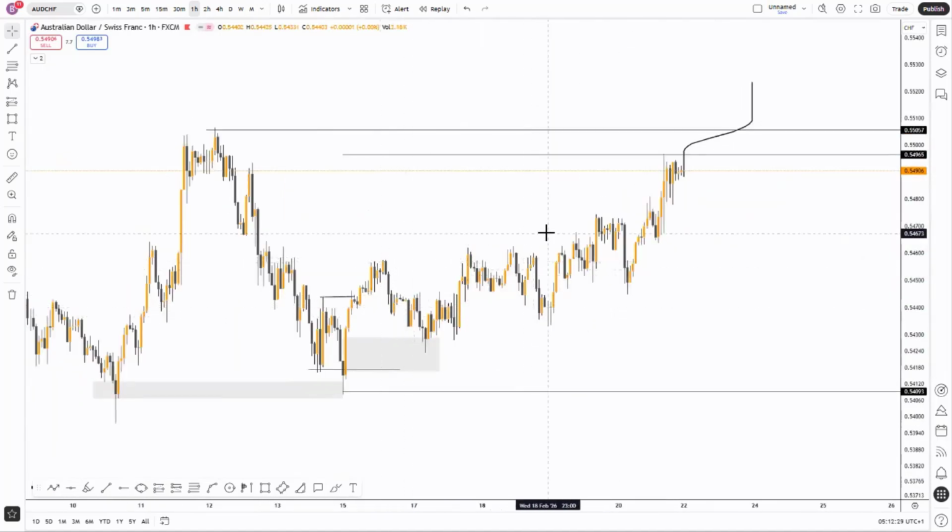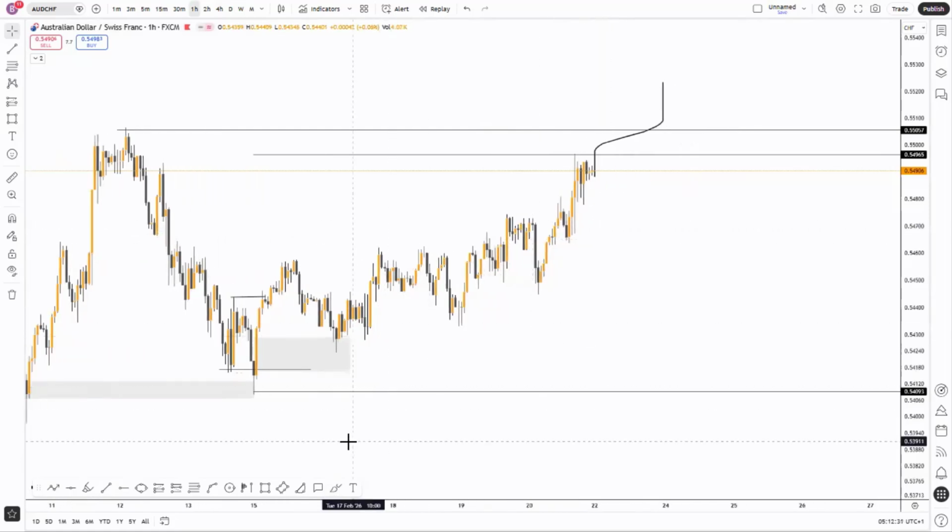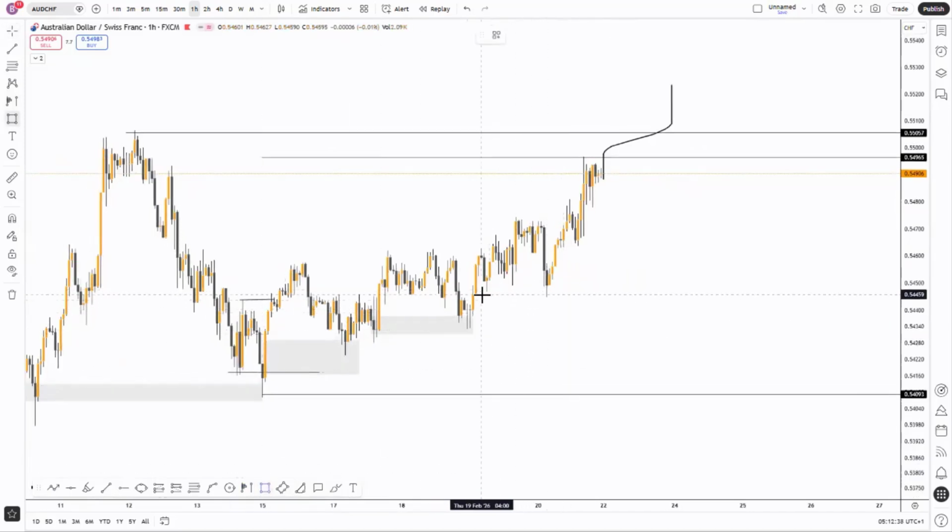You see break of structure. See price keep breaking structures to the upside, taking out this high. Take out this high here.